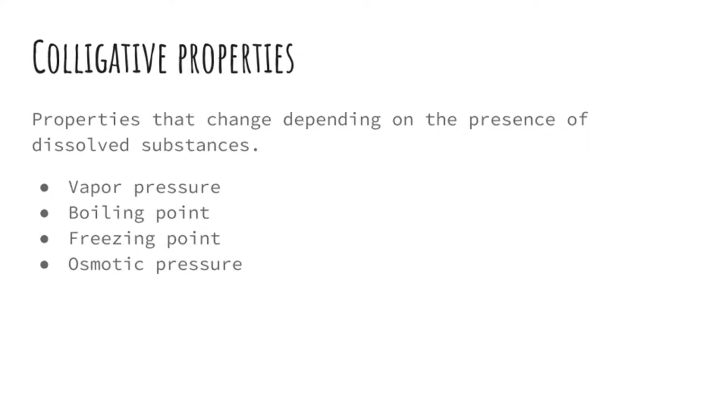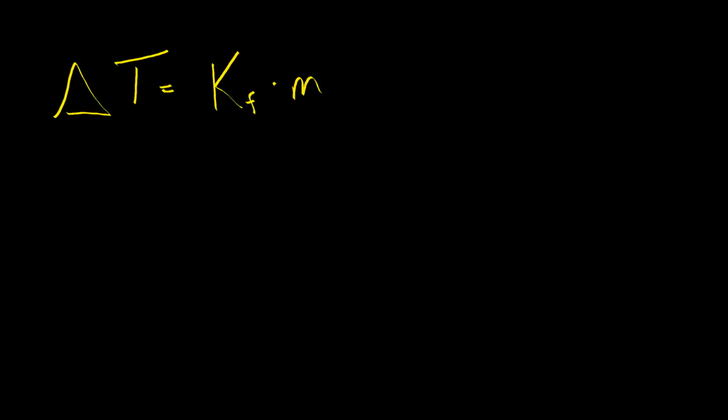We tend to focus on molality, not mole fraction. Sorry, excuse me. We use molality just because we do. It's just the way we do it. And this is what we use to talk about freezing point depression. So we discuss freezing point depression using this formula: delta T equals KF m. It's one of the simpler formulas we use.